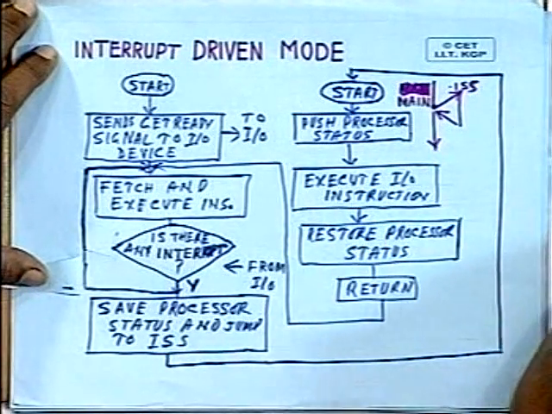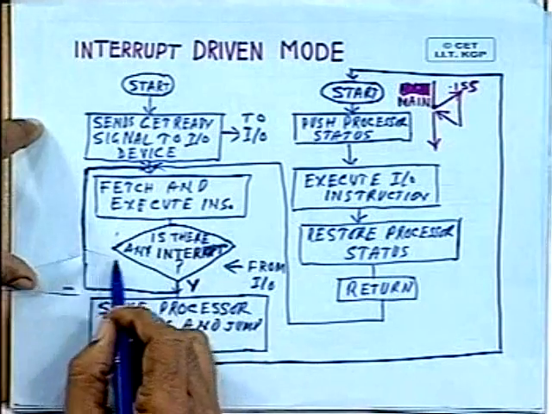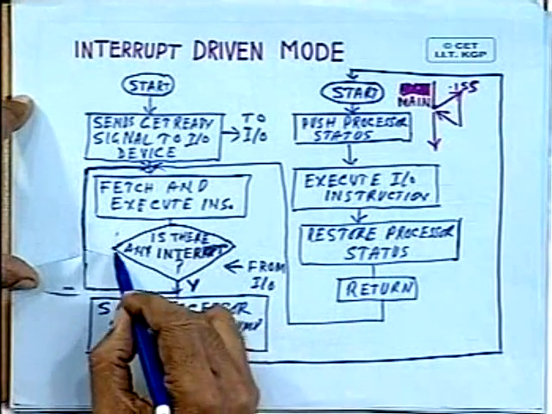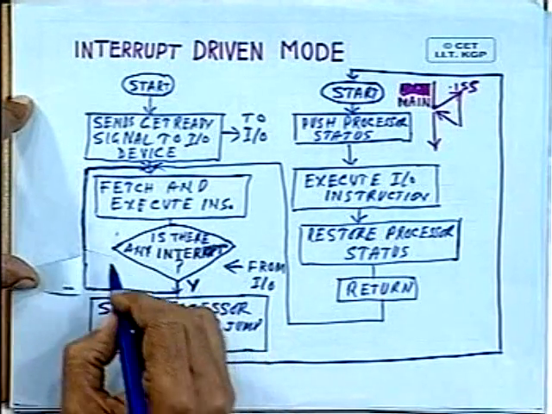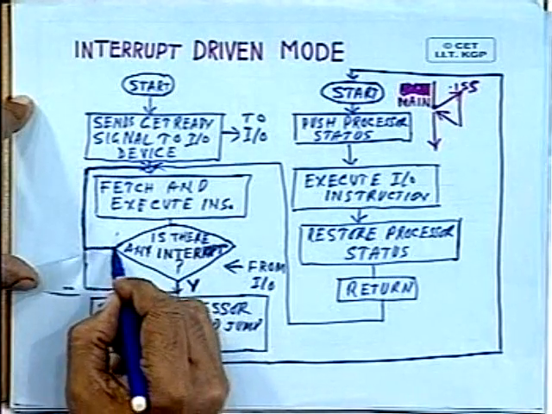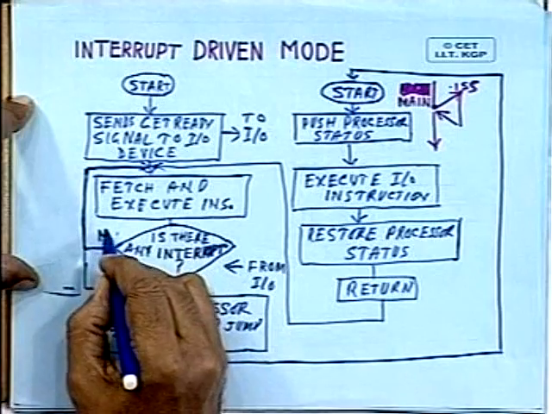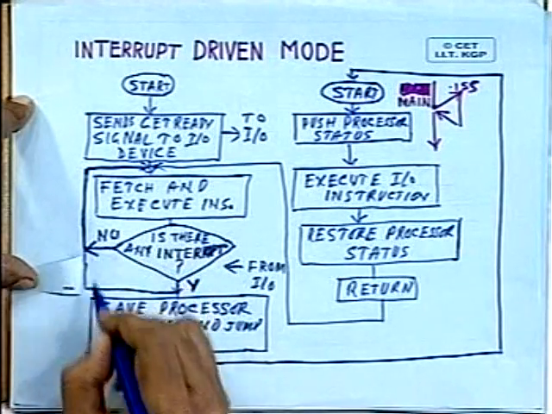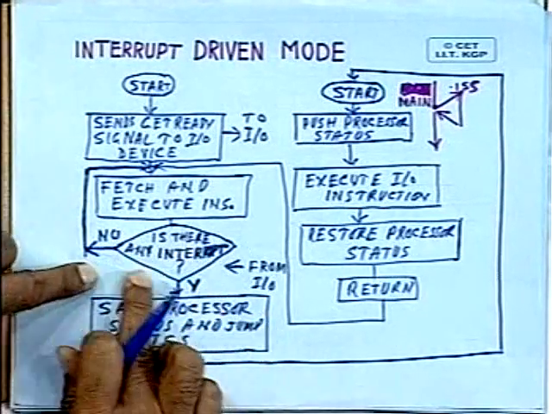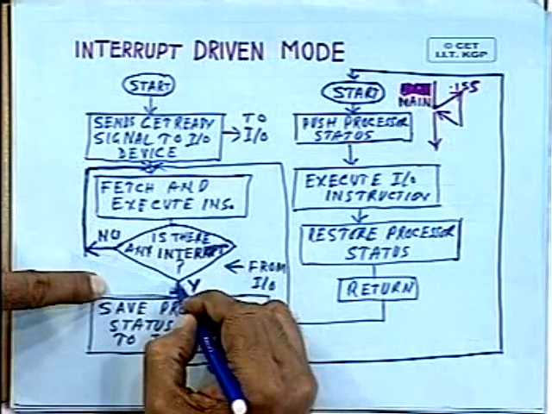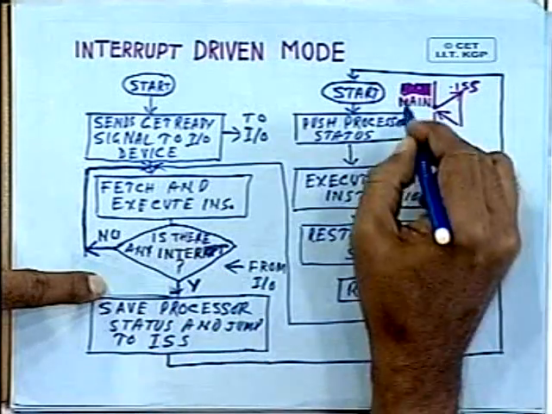When I took the last lecture, I committed a mistake. Actually, this diamond is a decision box, and it will have two lines. Whenever there is no interrupt, it will go back and keep on looping. Let me make the correction here: only when there is an interrupt, it will come out of it and data transfer will take place.